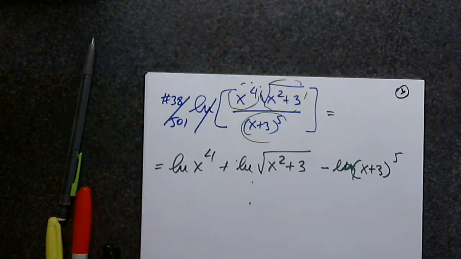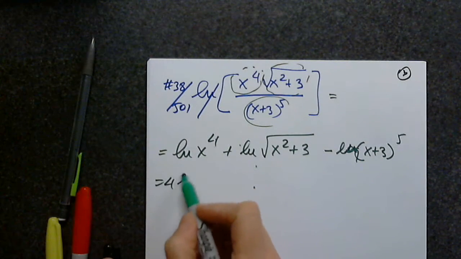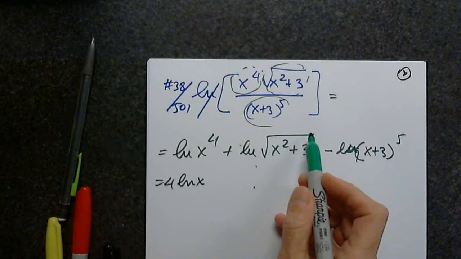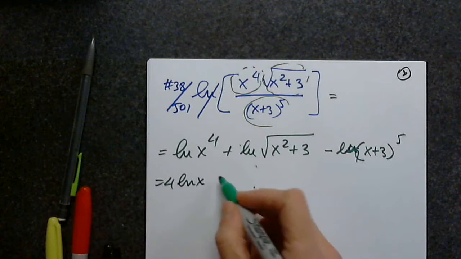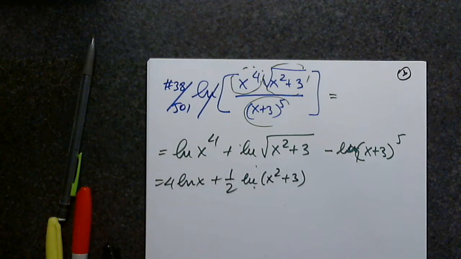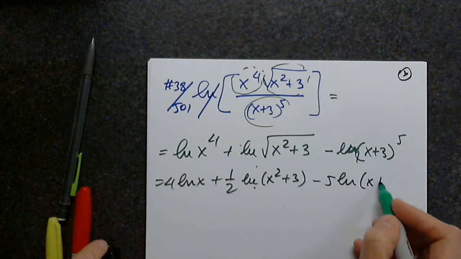Okay, so now the power rule requires us to put 4 in front as a factor. And the square root is what power? Half, very good. So 1/2 natural log of x squared plus 3. The square root and power 2 cannot be the same, right? Square root is power 1/2 and power 2 is power 2. Okay, so then minus 5 natural log of x plus 3.